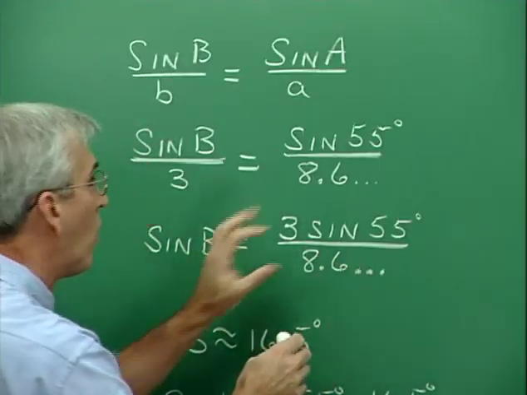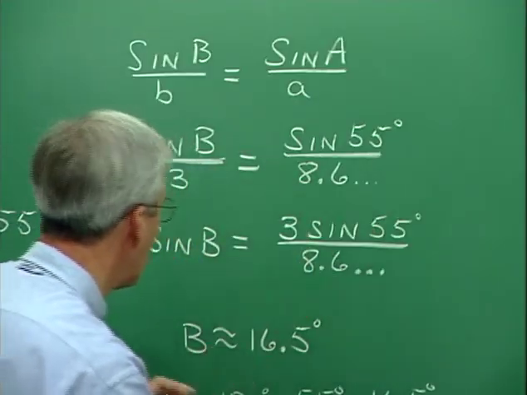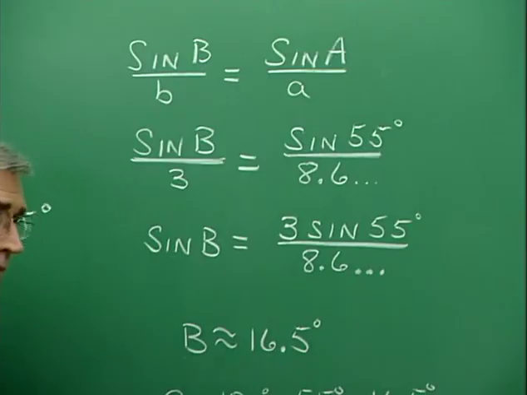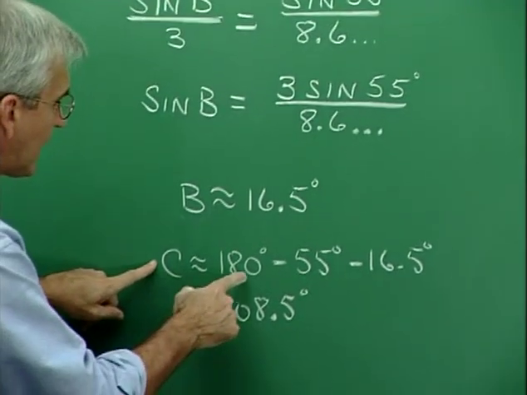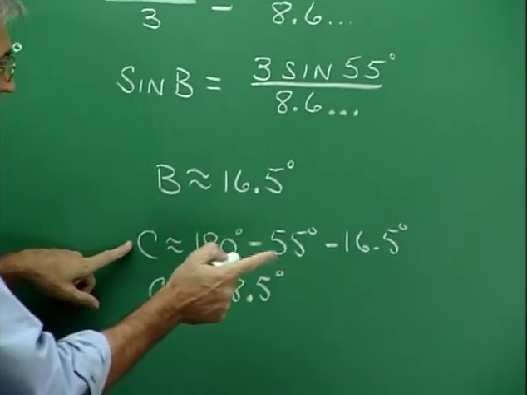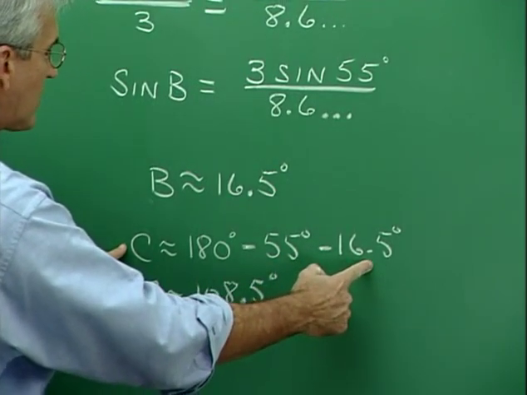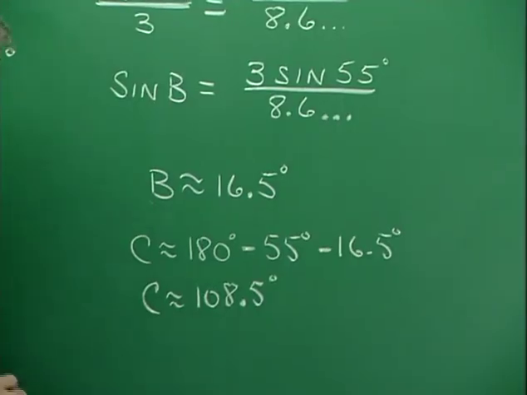And then you want the inverse sine of that number, and you find B to be approximately 16.5 degrees. Anyway, just a little helpful technique there, I hope. The third angle is found by taking 180 degrees and subtracting the other two. So we subtract the given angle and the one that we just found to be 16.5 degrees, and we find C to be 108.5 degrees.